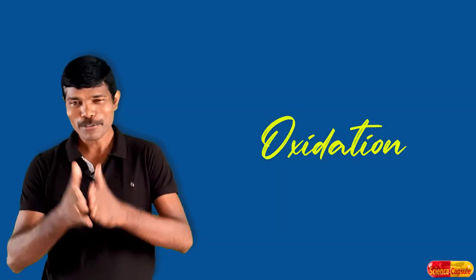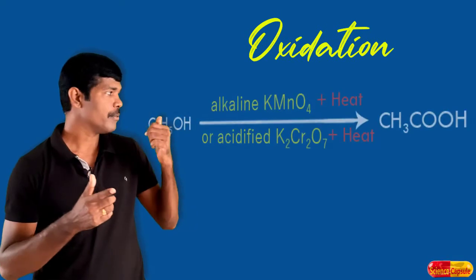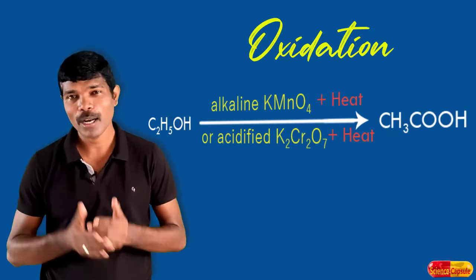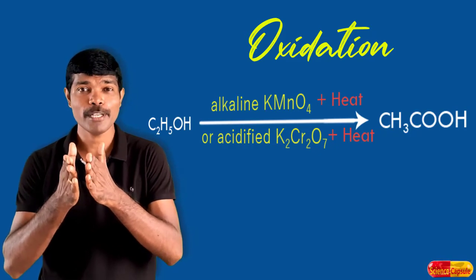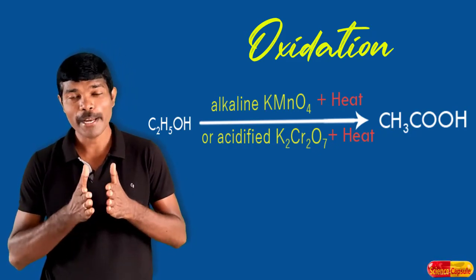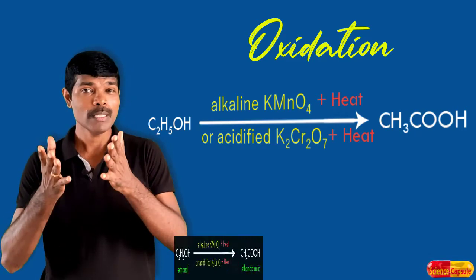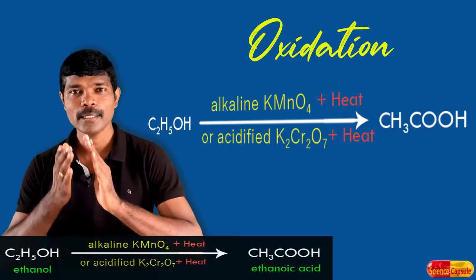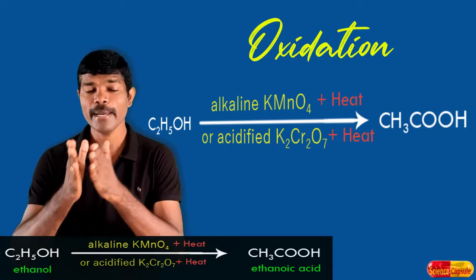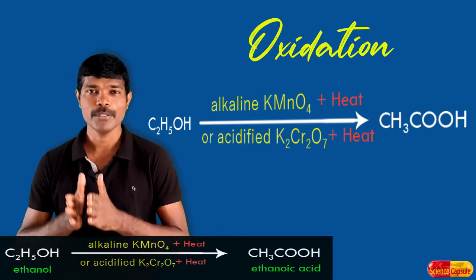Let us understand the oxidation process by an example. Here, alcohol, ethyl alcohol, that is ethanol, undergoes oxidation in presence of alkaline KMnO4, that is potassium permanganate, or in presence of acidified potassium dichromate. Either one of these you can use. As a result of this, on the product side you can see carboxylic acid, that is ethanoic acid, is produced. This reaction is called oxidation reaction.